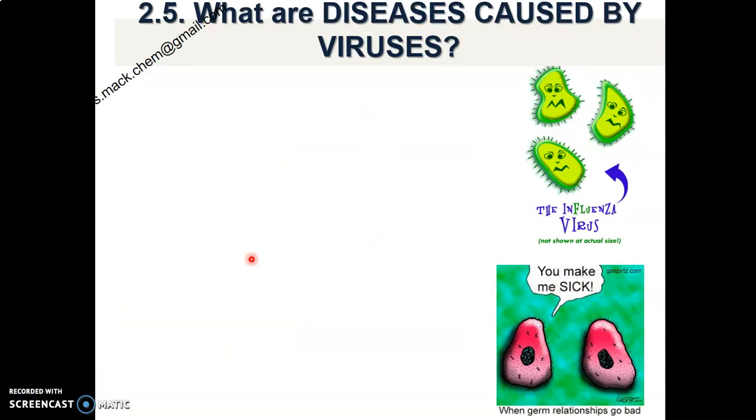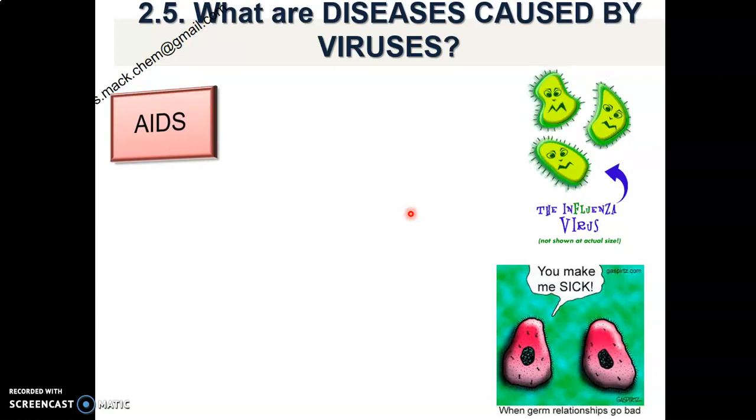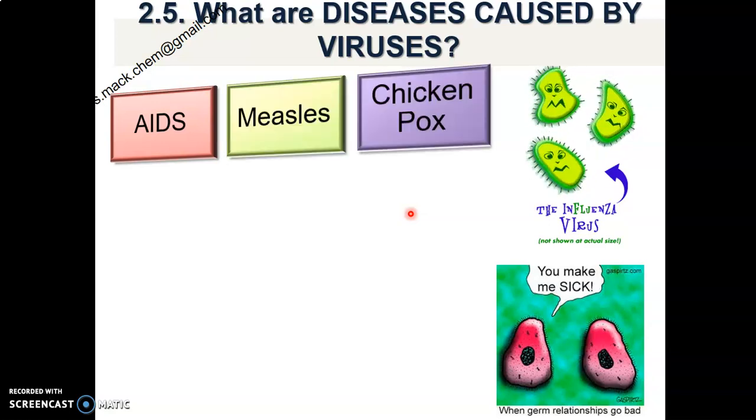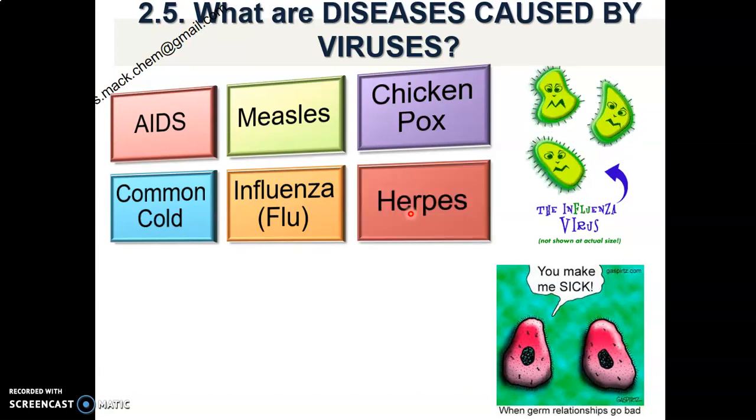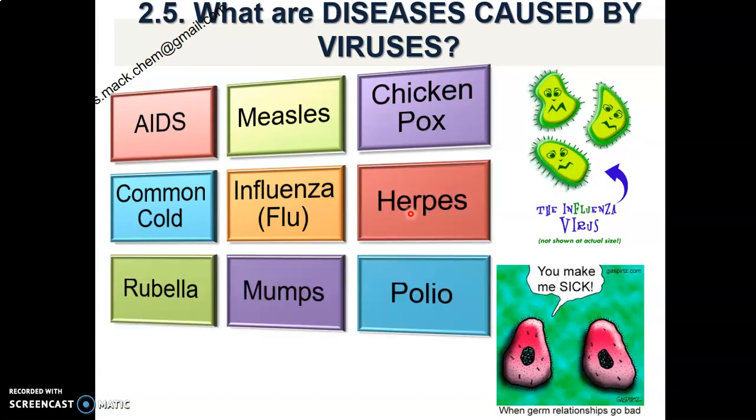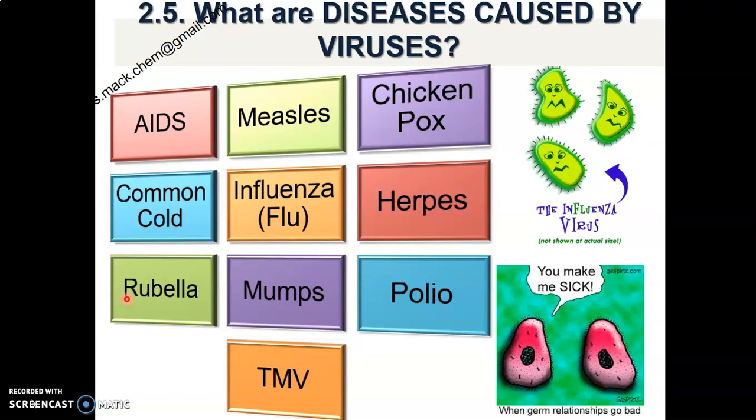Now that we have seen how easy it is for a virus to multiply, can you name any diseases which are caused by viruses? On my slide I have one, which is influenza, also commonly referred to as the flu. On this slide, I am going to show you the names of other types of diseases which are caused by viruses. For example, we have AIDS, which is caused by HIV, and there are a few others here as well. Measles, chickenpox, common cold, flu, herpes, rubella, mumps, polio, and there's one more referred to as TMV, which is the tobacco mosaic virus, which affects plants.